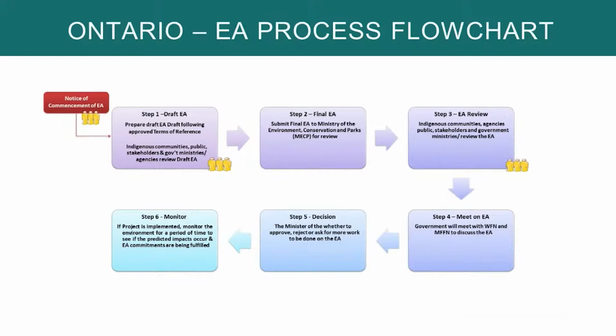And then the proponent, in this case Webakwe and Martin Falls First Nations, will meet with the government to discuss the EA, in this case the Ministry of Environment, Conservation and Parks. Based on that would be step 5, which is the decision, whether the minister will approve, reject, or ask for more work to be done on the EA.